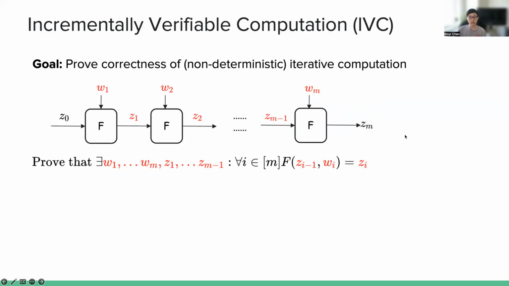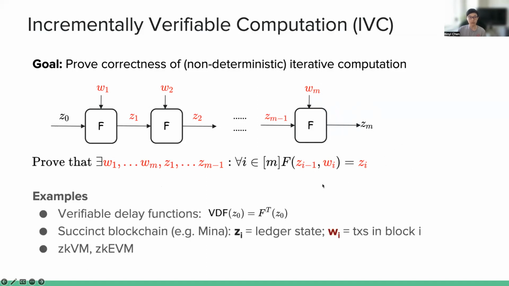This model of computation captures a lot of scenarios that are very useful in the blockchain field, like verifiable delay functions, succinct blockchains like Mina, and more recently, ZK EVM or ZKVM applications where you prove that certain EVM transactions are correctly executed, which consists of a lot of opcode executions.